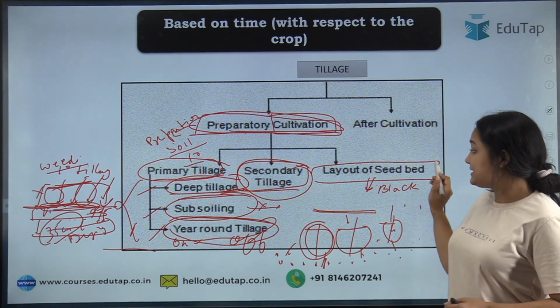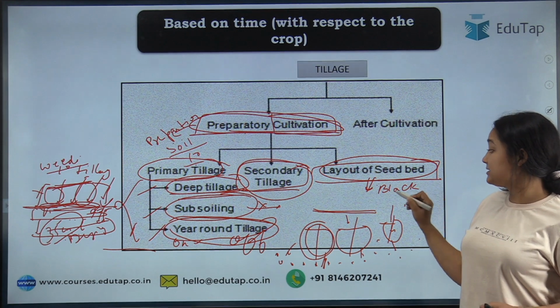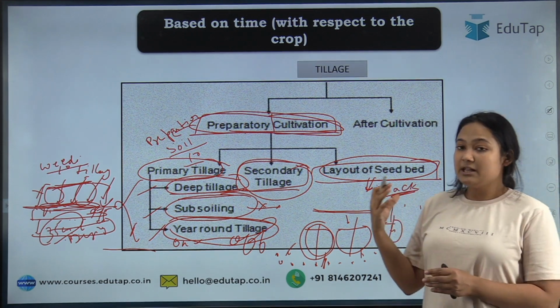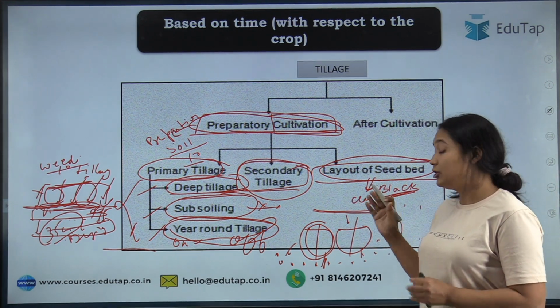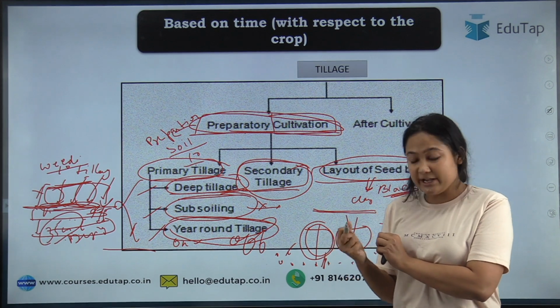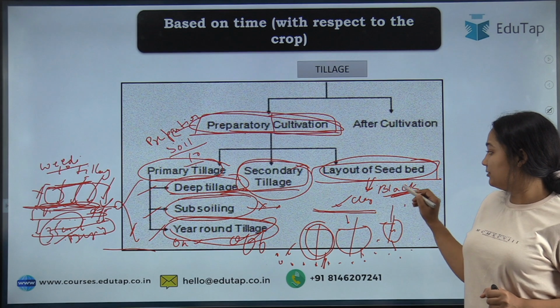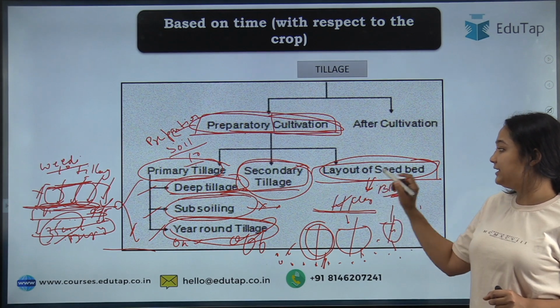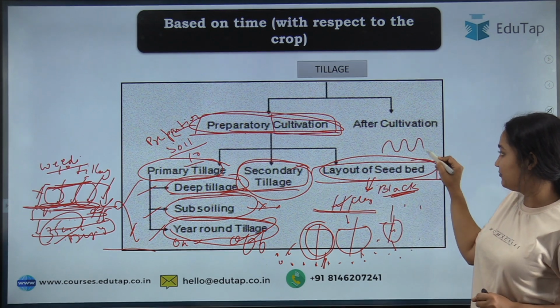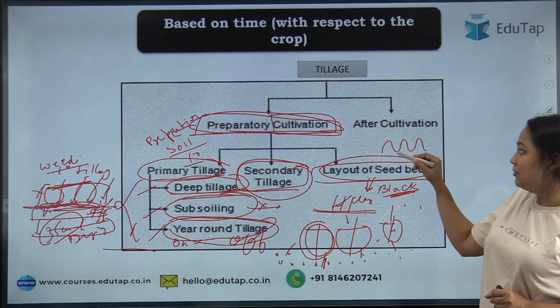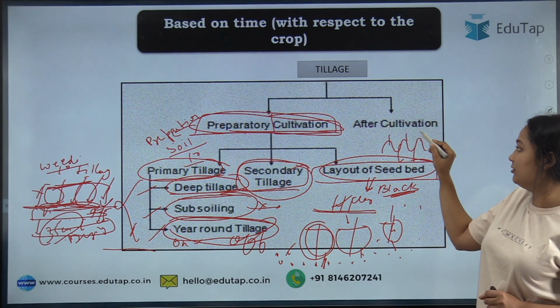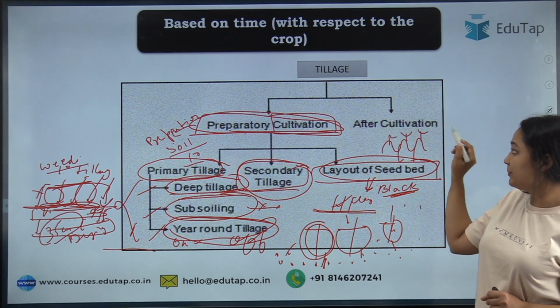So in that case, layout of seed bed is done, because your black soil has a large number of clay particles and it holds on to the water. Okay, so you need a proper drainage system. So that's why furrows and ridges are needed in these cases. Furrows and ridges are like this. Water will be penetrated here, your crop will grow here. So I hope it is clear.